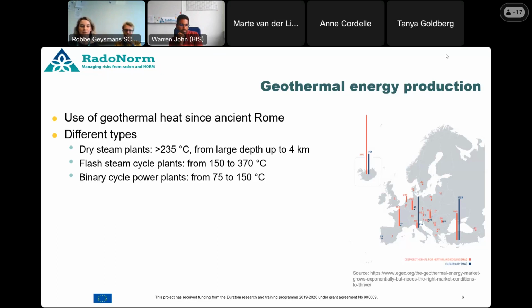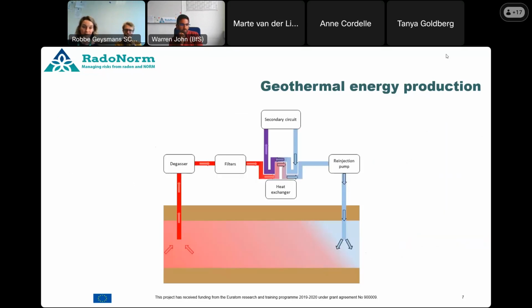But then, of course, there are also flash steam cycle plants that can be used when the water has a temperature from 150 degrees. But then also binary cycle power plants that can function with lower temperatures, and this type of plant is used, for example, for the district heating or cooling or the heating of greenhouses.